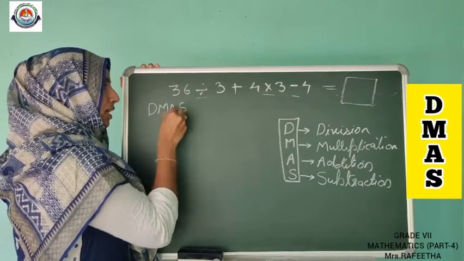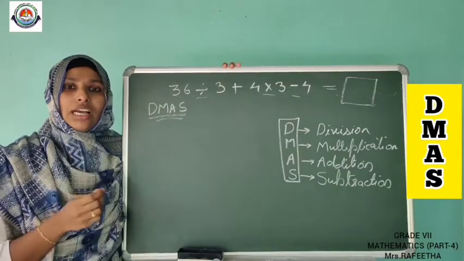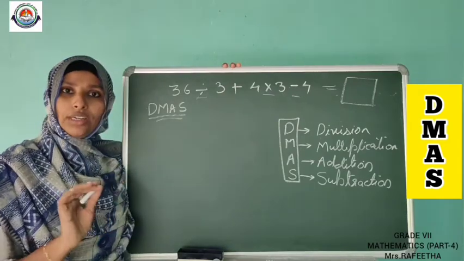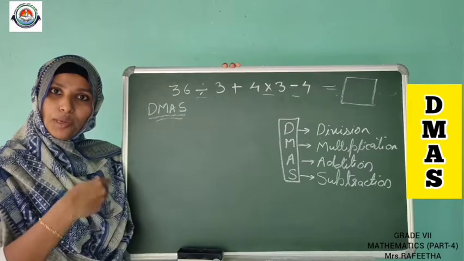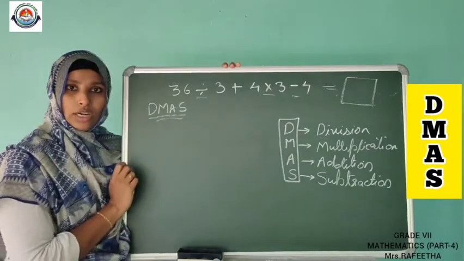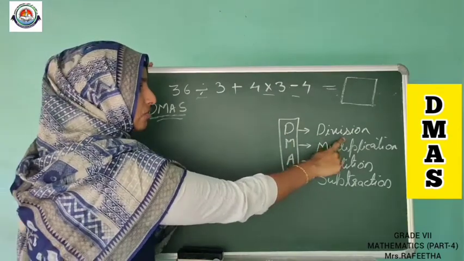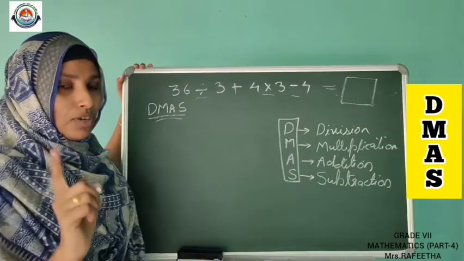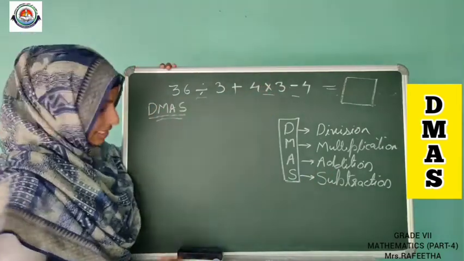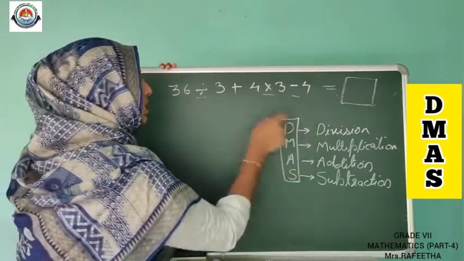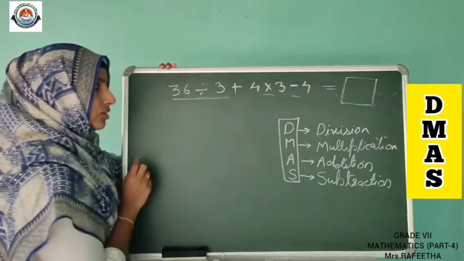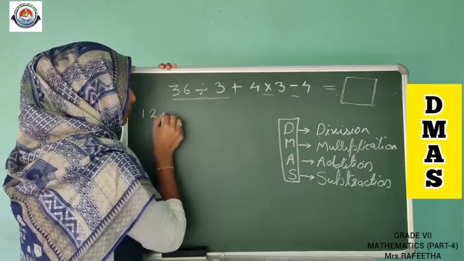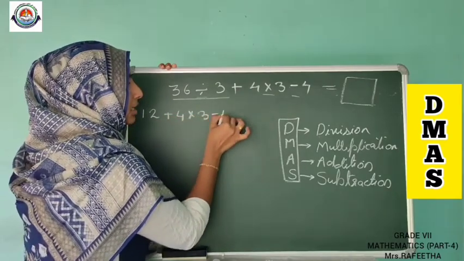And another thing, in your coming questions, in your future, while you are doing a numerical expression, they won't tell us to use the DMAS rule. They won't tell, because in our daily life we should be in the routine of using this DMAS rule. DMAS means D is division, M is multiplication, A is addition, and S is subtraction. So we can solve this. First, division. What is the division here? Yes, 36 divided by 3. What is 36 divided by 3? That is 12. The next, plus 4 into 3 minus 4.